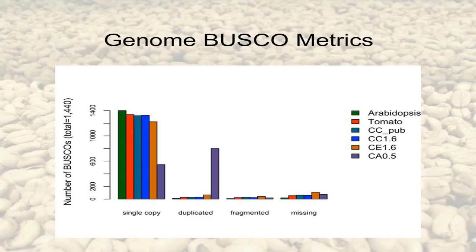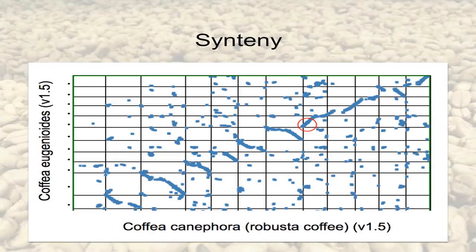Then we wanted to look a bit more at these assemblies and see how they were performing. So we used BUSCO as a metric. These are genes that should be present in single copy in most plant species. We looked through our assemblies and also through Arabidopsis and tomato, to have a comparison to some genomes that we know were good, to see how many of these we were able to find. We have the published canephora there as well, and you can see that our canephora assembly is a little bit better in that it has a couple more single copy genes and a few less genes missing compared to the published.